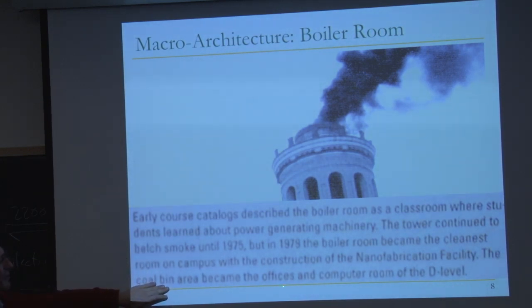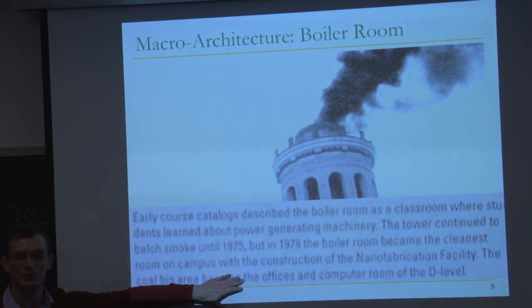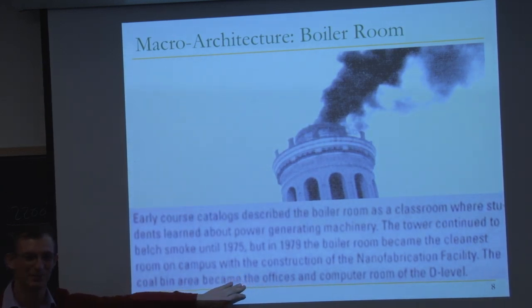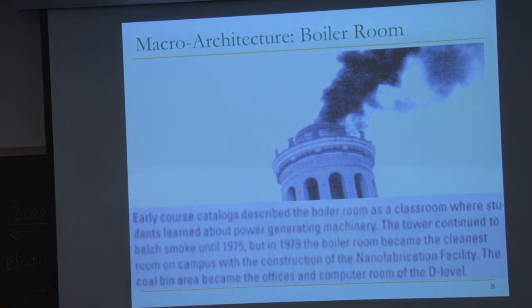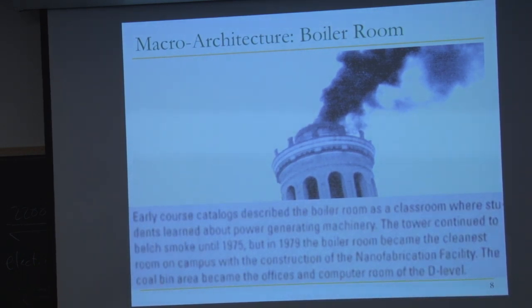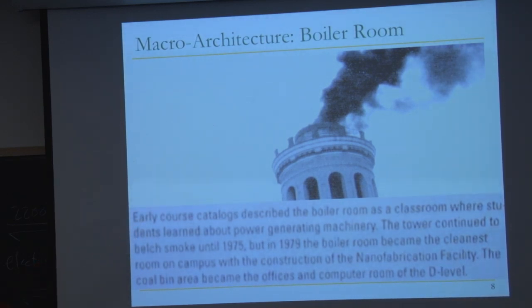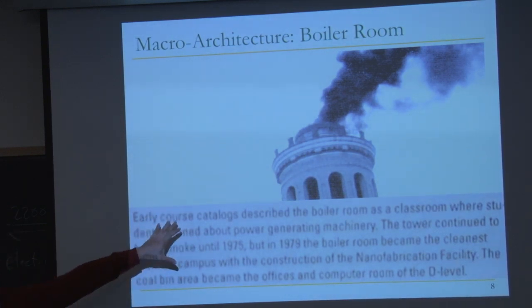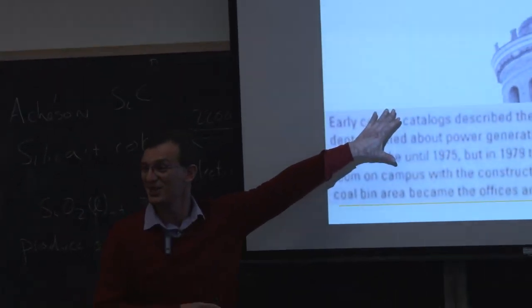The coal bin area became the offices and computer room of the D level. Actually, my research group's lab was in that room. Now it's moving because Scott Hall is being built. But basically, macro architecture also changes and it evolves. Now you could think of this macro architecture as something reconfigurable, right? You can add on top of it, you can destroy it, and you can do something with it. It's harder to do with general purpose processors. But going forward, think about how you can actually adapt a microprocessor to a changing future also. This is what is happening in macro architecture, right?